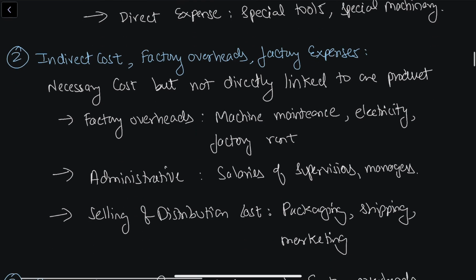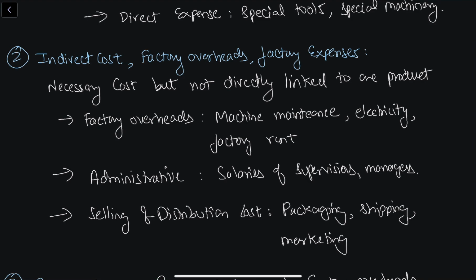Similarly, we have administrative cost. All the salaries of supervisors and managers have to be taken care of by administrative cost. Similarly, we have selling and distribution cost as well. If I make a product, how can I sell it? I need to do some marketing, digital marketing, packaging, and shipping. Whatever costs are associated with marketing and distribution are selling and distribution costs.